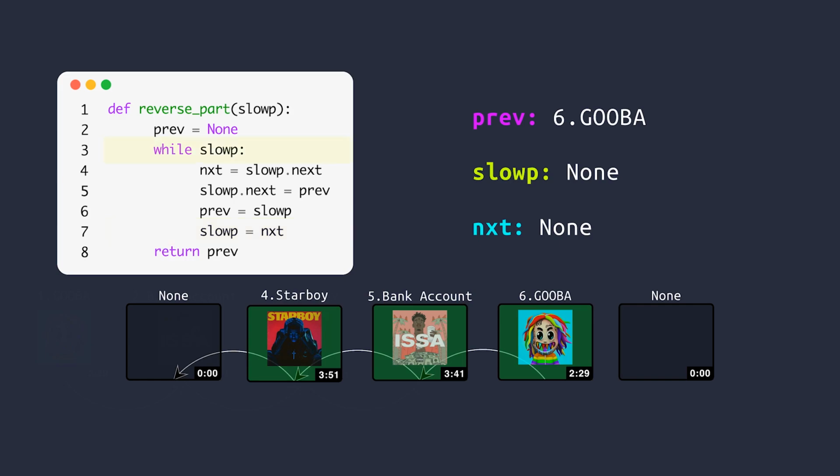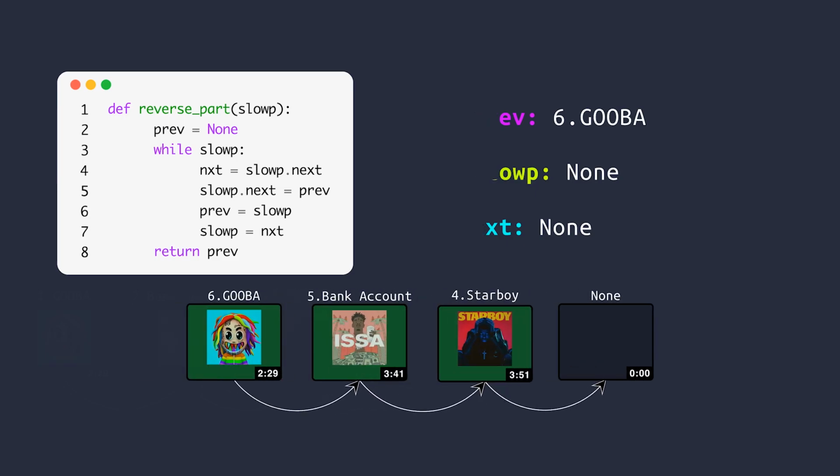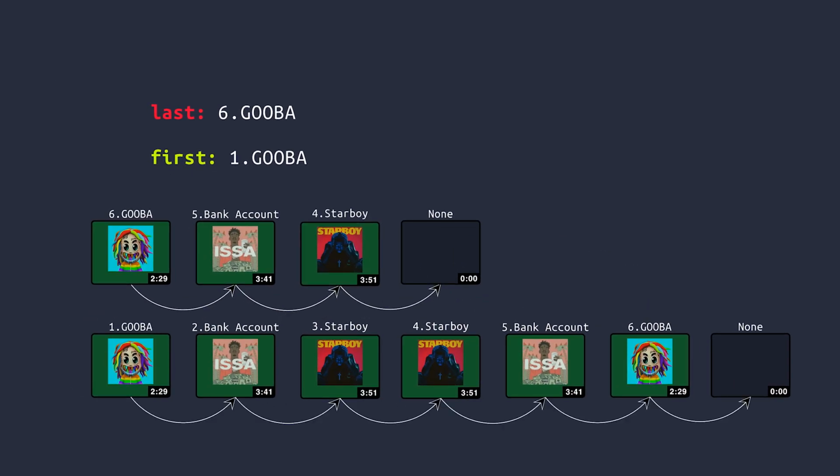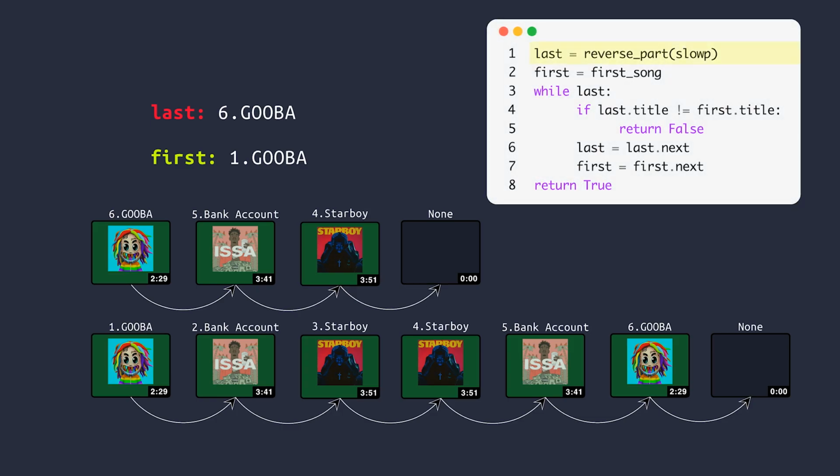Again, here we return the previous, or Gooba, which is now the new head of the list. Cool, so let's save it into a variable called last, and first here is just a reference to our original playlist. And I mean, you could sort of already tell why we even reversed the right half of the list, because all we're gonna do now to prove that the given playlist is a palindrome is to just walk every node while comparing each from both lists.